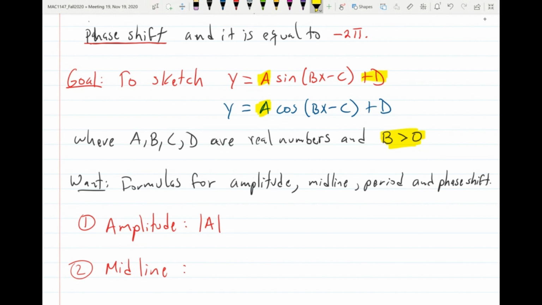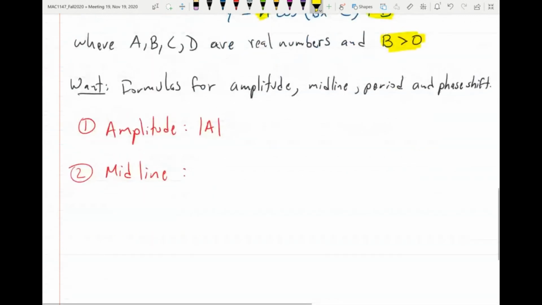The plus d. Very good. This number right here is the one that tells you whether you go up or you go down. In other words, if d is a positive number, this means that we're going to go up that many units. So everything will move up in a symmetric way. So the midline will go from y equals 0 to y equals d. And if d is negative, the same thing will happen, it's just that it will go down instead of going up. But the midline will move along to whatever d is.